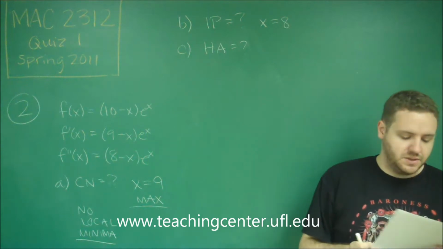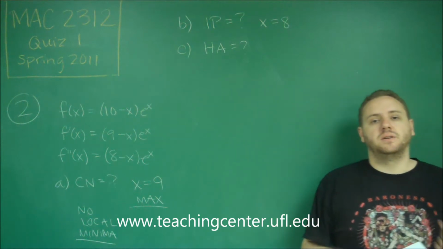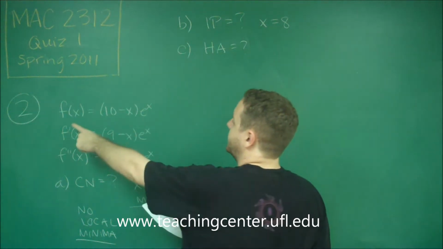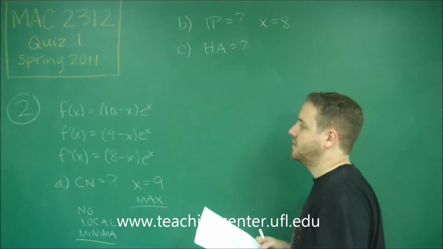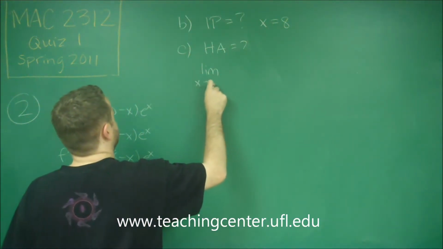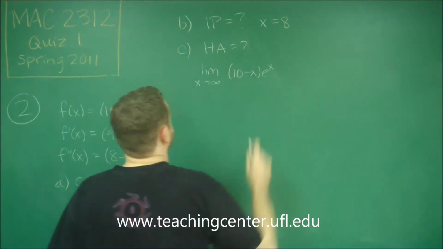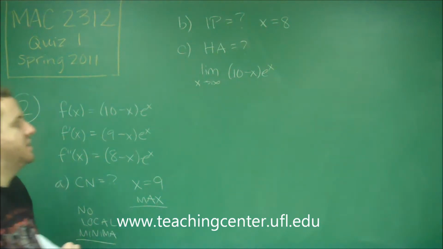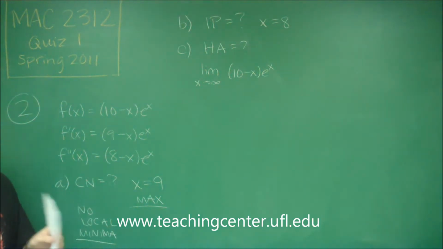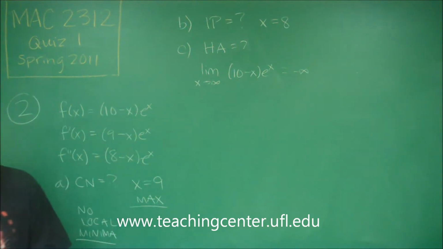Okay, part C says horizontal asymptotes. So where are horizontal asymptotes? Remember, for a horizontal asymptote, that's what happens to the function as you go to either infinity or negative infinity. Well, let's see here. As we go to infinity of this limit, actually let me write this out here. Limit as x goes to infinity of 10 minus x e to the x. As we go to infinity, e to the infinity is infinity. 10 minus infinity is negative infinity times infinity. We get negative infinity. In other words, that doesn't produce a horizontal asymptote.